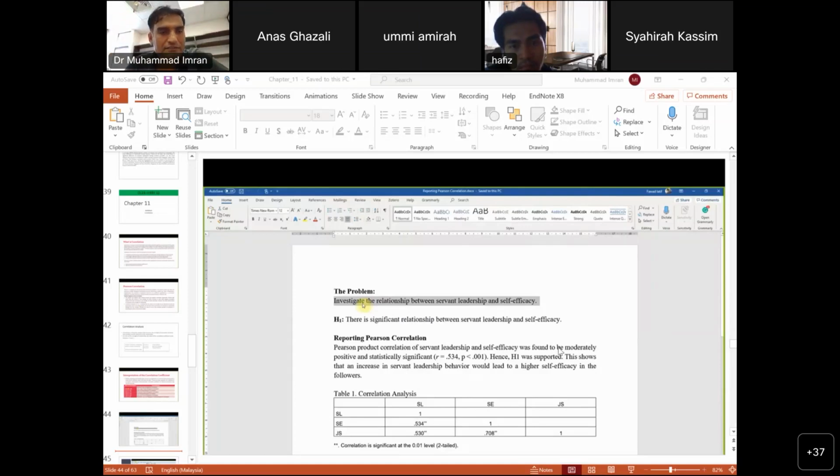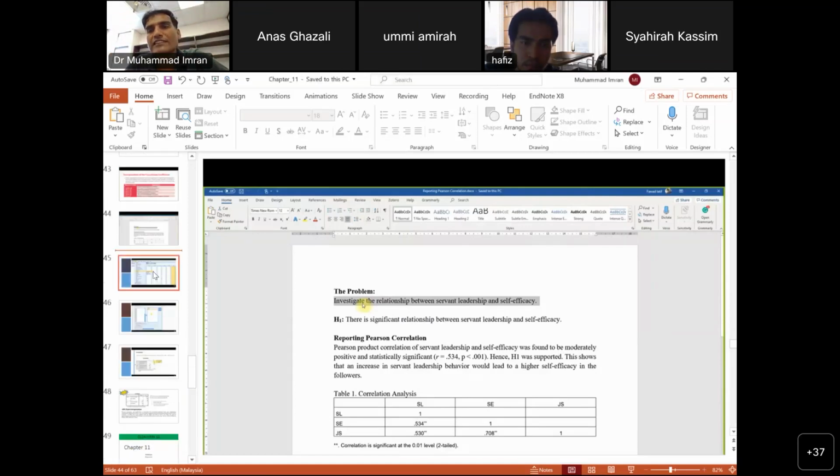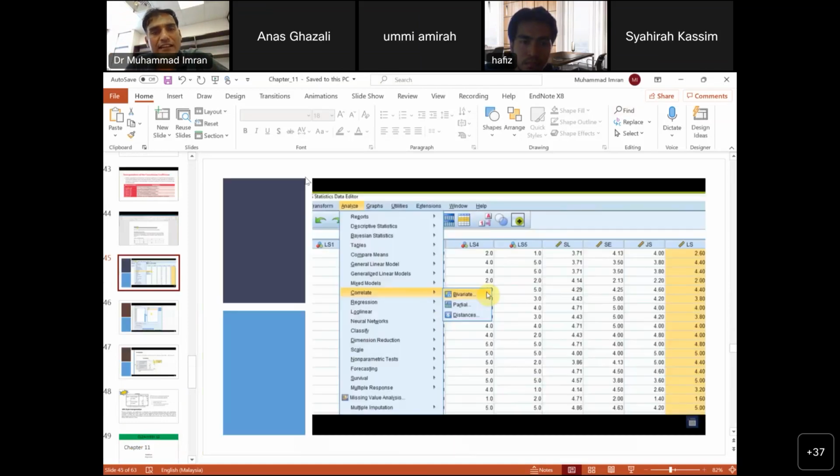Okay. First, check the guideline as well. See here. Open your SPSS. Simply go to Analyze, then Correlate, then Bivariate, because this is a bivariate analysis. Bivariate, then this is the first step. I should not tell you at this stage how to import the data. This is imported. I already told you how to import the data into SPSS, right?